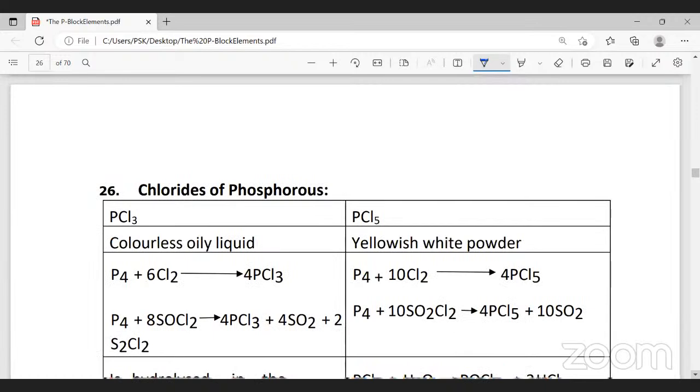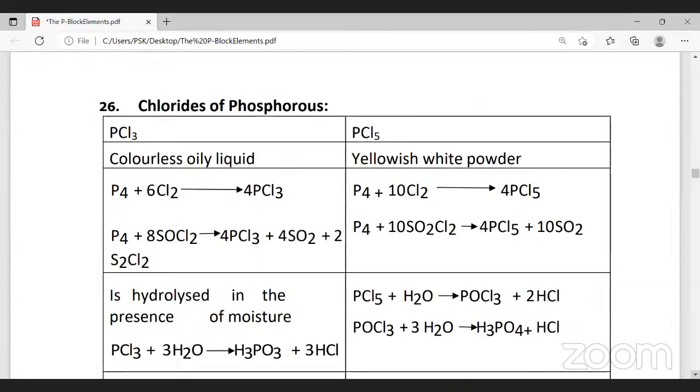Now we'll come to chlorides of phosphorus. First is PCl3, phosphorus trichloride. The second one is phosphorus pentachloride. Now this phosphorus trichloride, PCl3, is a colorless oily liquid. And PCl5, phosphorus pentachloride, is a yellowish white powder, a solid. So the first difference: PCl3 is a colorless oily liquid and phosphorus pentachloride is a yellow or white colored powder.